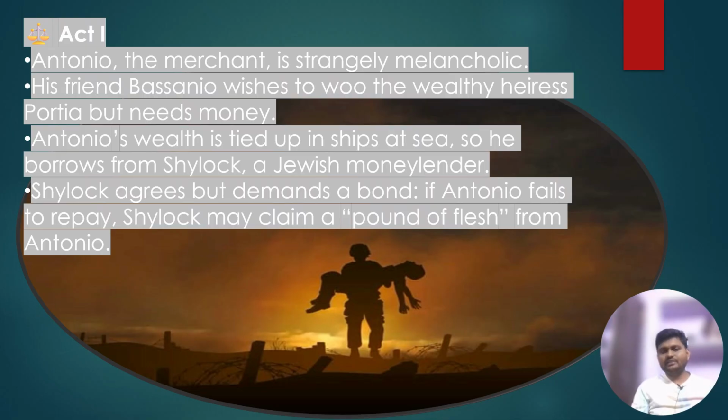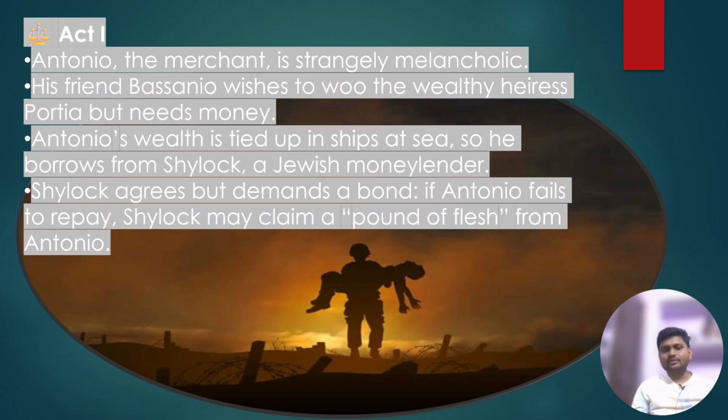As in every Shakespearean play, this play also has 5 acts, and we will start with Act 1. In Act 1, we find that the merchant of Venice, Antonio, is strangely melancholic. He is very sad. Whereas his friend Bassanio wishes to marry a wealthy girl. Her name is Portia, but for marrying her he needs money.